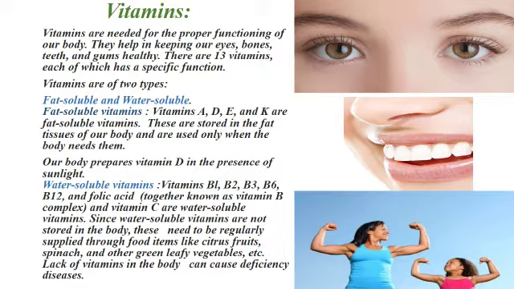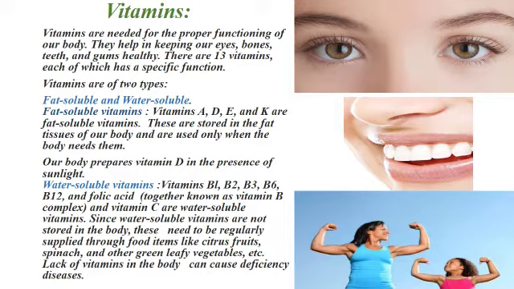Our body prepares vitamin D in the presence of sunlight. The rest will be stored in the fat tissues of our body until it is required. Our body makes use of vitamins A, E and K, and only vitamin D is prepared by our body in the presence of sunlight. Then what are water soluble vitamins?